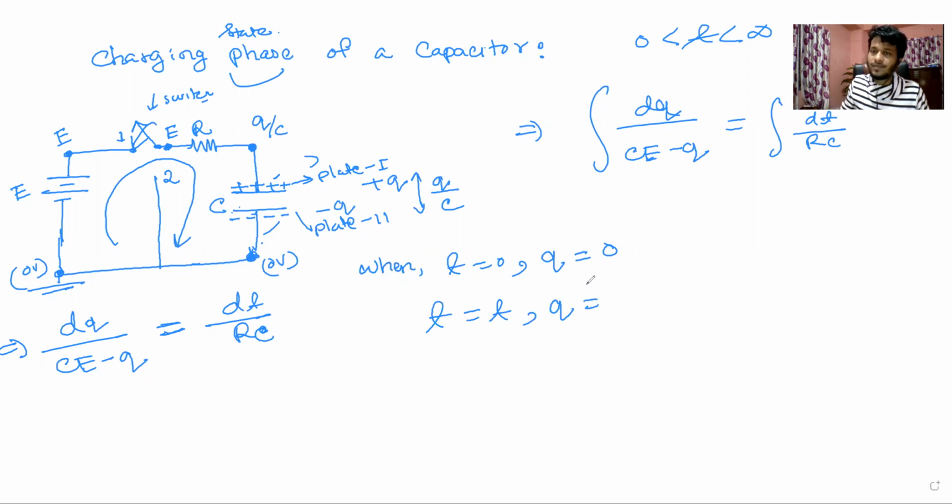C is C of... it is q. It is q. I have already written it. I have already told it that at time t equals to t, the charge is q on this capacitor plate.